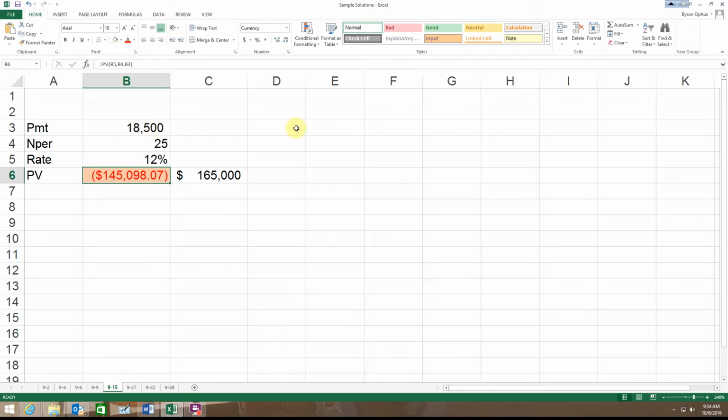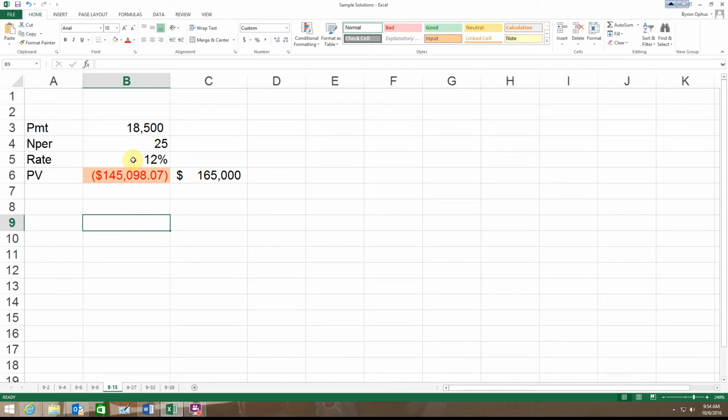That doesn't seem hardly right, does it? I mean, think about this. If you said, 25 times 18,500, really it's going to be $462,500 that you would get if you took the payments, but the present value, that's only that. And again, it's because we're applying that discount rate.